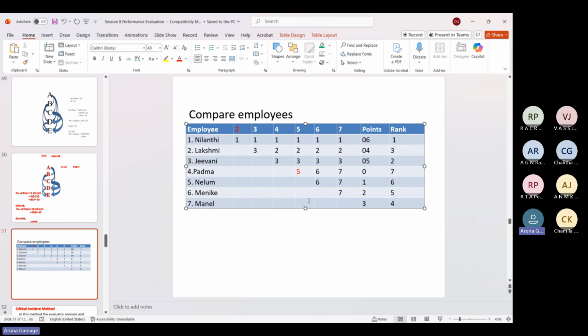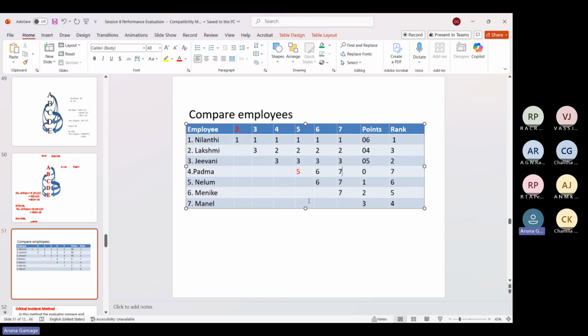Right, now calculate the total points they have received. So these are labels, not numerical values. Take them as labels, not numerical values. Nilanthi has how many ones? 6. Lakshmi's label is 2. How many 2s within this grid? 1, 2, 3, 4. 4.